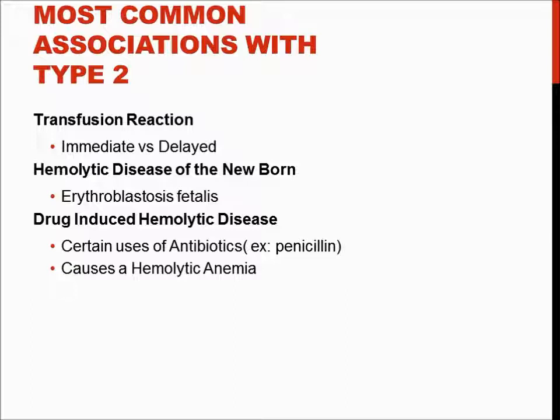This is a slide that is showing some of the most common type 2 hypersensitivity reactions. The first one is the transfusion reaction or blood transfusion reaction, and these can be immediate versus delayed. IgM is usually more involved with the immediate blood transfusion reactions, while the delayed transfusion reactions are usually IgG. Others include the hemolytic disease of the newborn and drug-induced hemolytic disease.